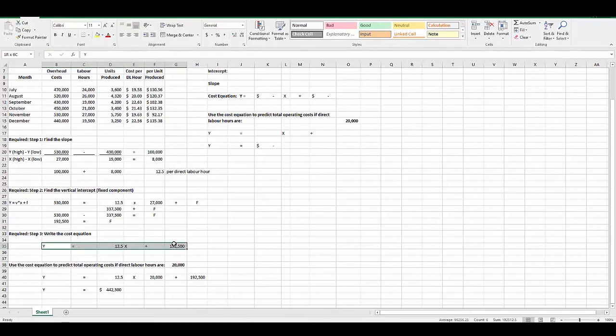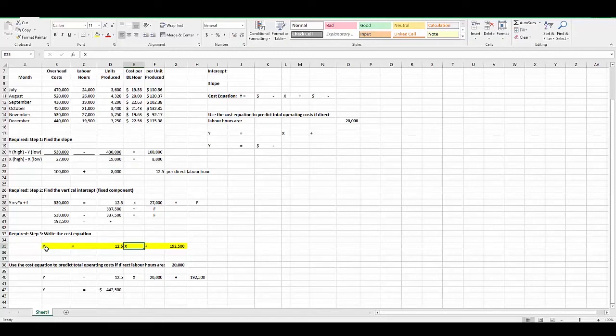The objective of this entire problem is to come up with this formula: Y equals your variable rate per unit, your $12.50, times your number of hours, plus your fixed cost of $192,500. Once you have this information, you can put in anything here for X. You can do all kinds of what-if analysis. What if our labor hours went to 50,000? What would this mean in terms of your total overhead?